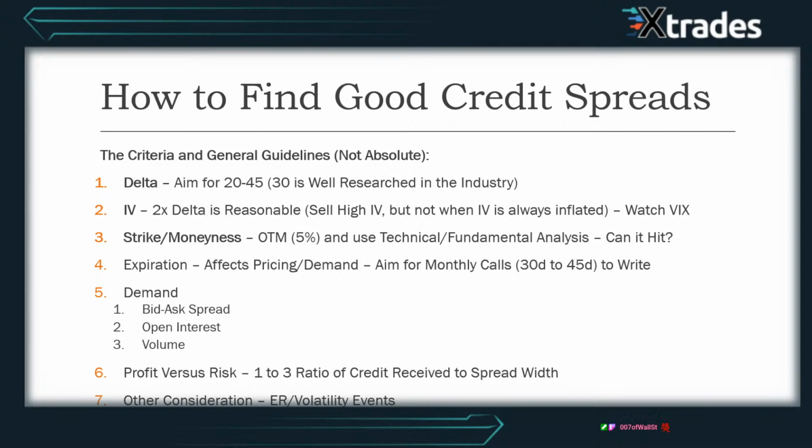And for strike or moneyness, usually we're going to be looking at something that's out of the money, maybe about 5%. I think is good. But in the end, what I usually do is I just look at the chart to determine where support and resistance is. If I think something is a good support or a good resistance, then I'm going to try to incorporate that into the strikes I am looking at. And that's usually how I determine my play.